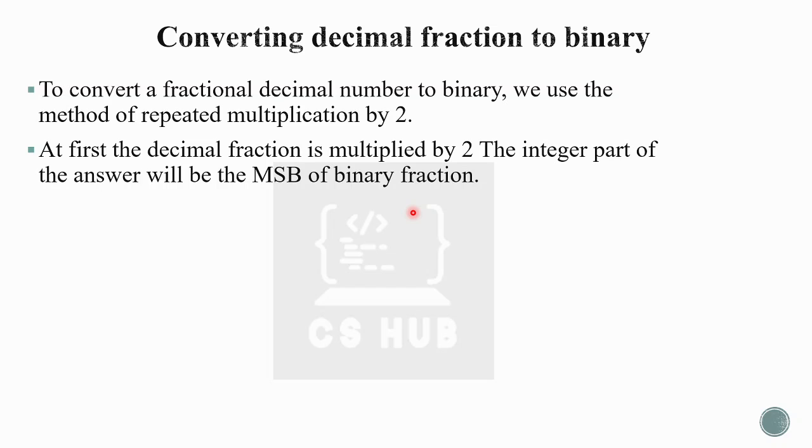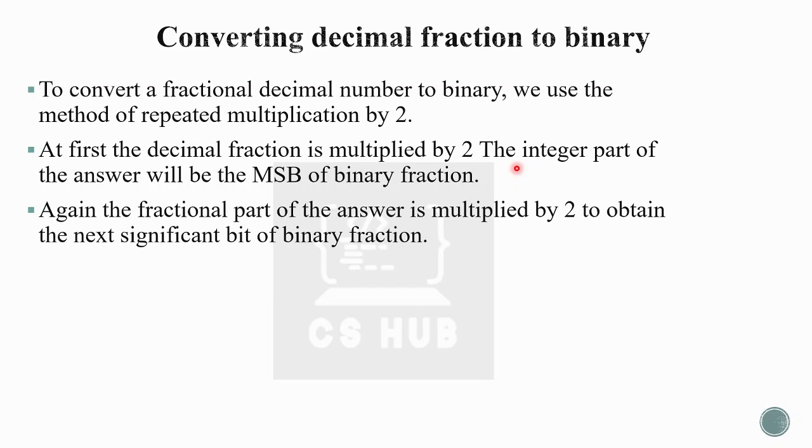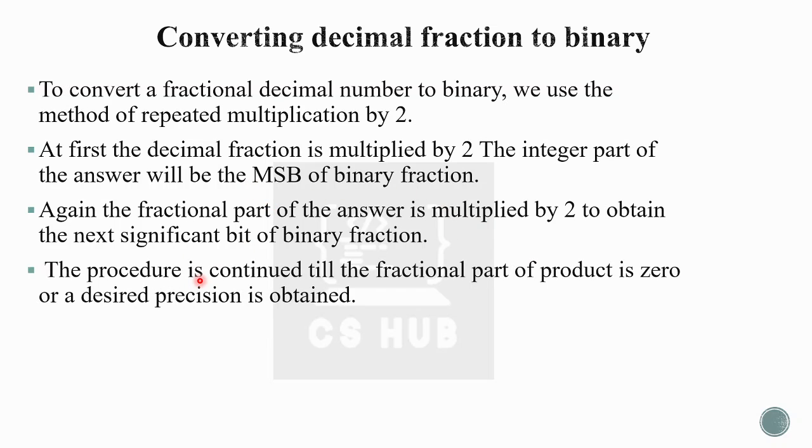At first, we multiply the decimal fractional number by 2, and we will get an integer part and a fractional part. We record the integer part, and we multiply the fractional part again by 2 to obtain the next significant bit of the binary fraction. This procedure is continued till the fractional part product is 0 or a desired precision is obtained.